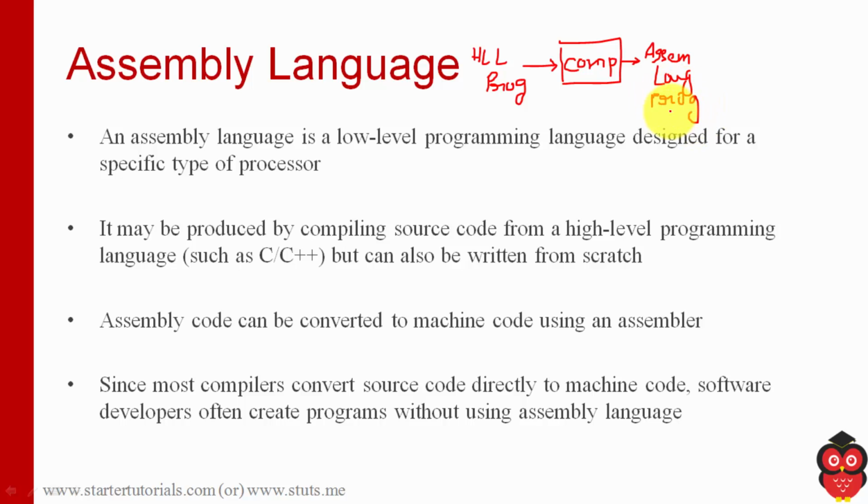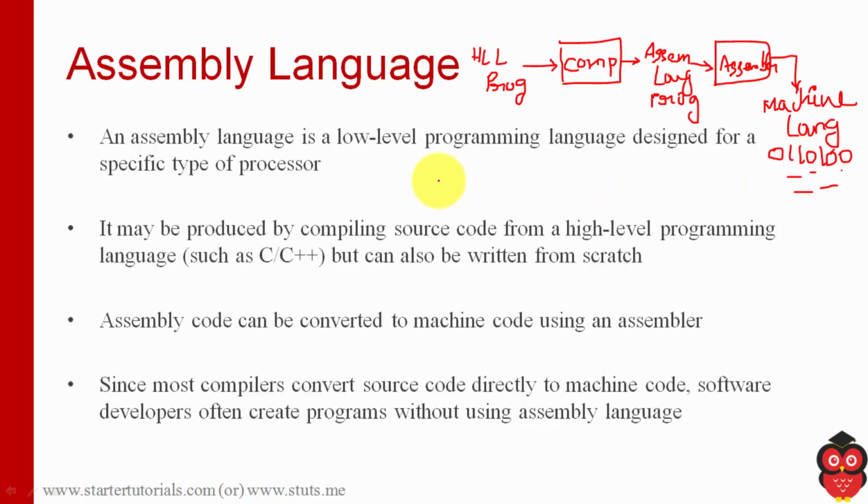All the compilers may not generate the assembly language program, but some of the compilers generate assembly language program, and this goes as input to another program called assembler. Finally, this assembler converts the assembly language program into machine language, which is zeros and ones.